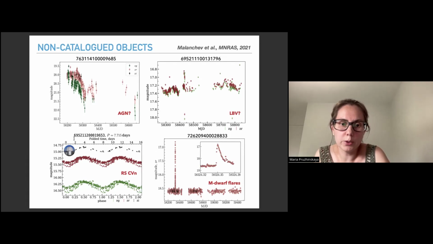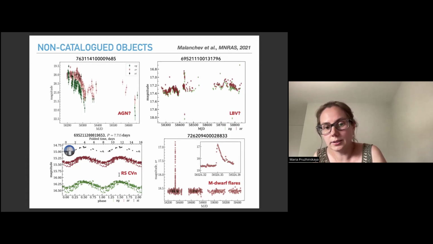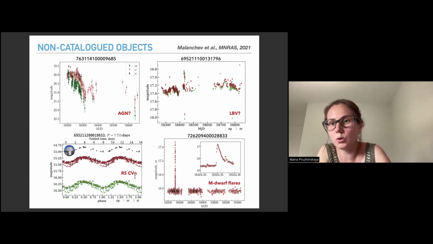For example, here you could see a folded light curve of a variable star. We could not classify it using just photometry, so we got some additional spectral observations with a 2.5 meter telescope and established its type as an RS Canum Venaticorum variable. So it's a binary system with chromospheric activity. The stars have very big spots, and this is probably what we see as the variability.